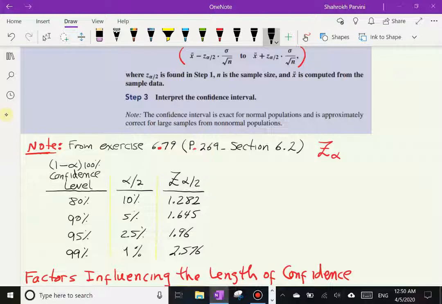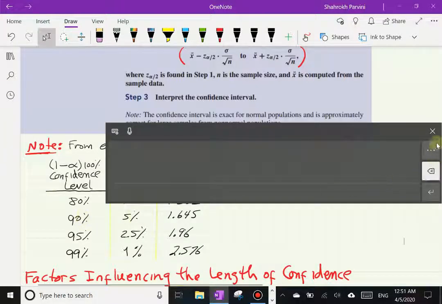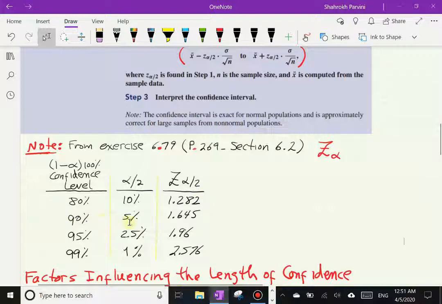If your confidence level is 80%, then that means your uncertainty level is 20%. Well, half of 20 would be 10. If you're 90% confident here, that means you're 10% unconfident, which means uncertain. Half of 10% would be 5%. For 95%, 5% uncertainty means 2.5% when you divide that by 2. Okay, and so on.